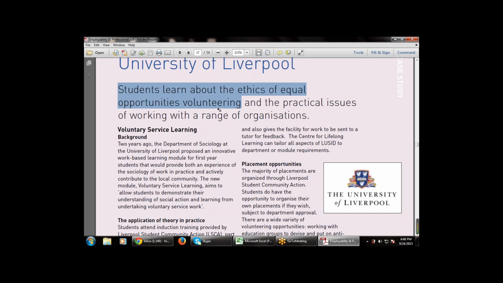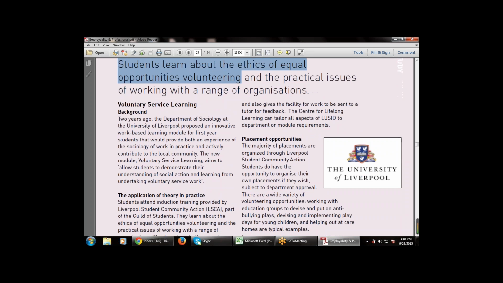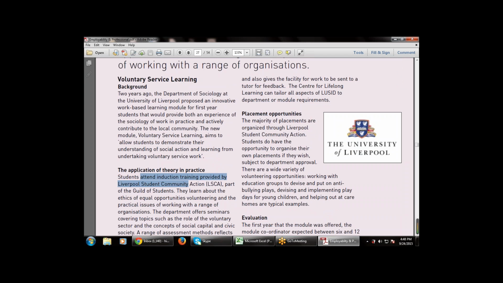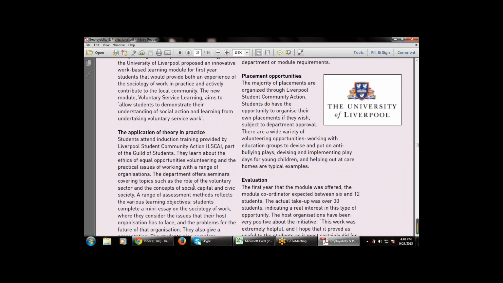First is voluntary service learning, which is the background. A department of the University of Liverpool proposed an innovative work-based learning module for first year students, that would provide both an experience of the sociology of work in practice and actively contribute to the local community. Then, application of theory in practice: the students attend the induction training provided by the Liverpool Student Community Action, the LSCA, which is part of the Guild of Students.